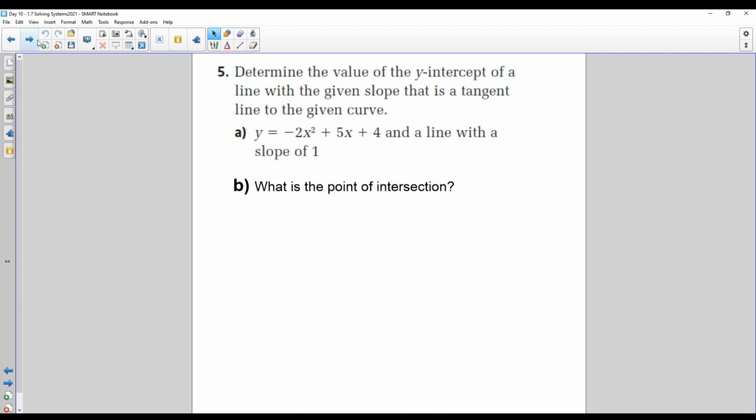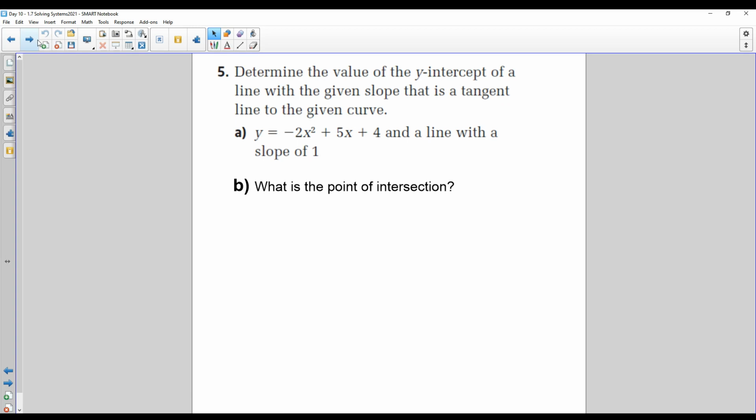So this line that we're trying to figure out has a slope of 1. So we know the slope. If you think of our line as y equals mx plus b, we know the m, but we don't know the b. We don't know what the y-intercept is. But we know it's a tangent, so it only touches the curve at one spot on this quadratic function. That much we know.